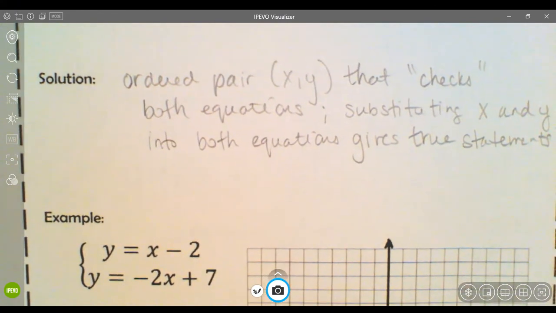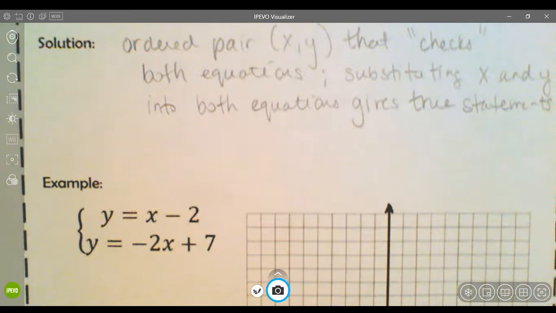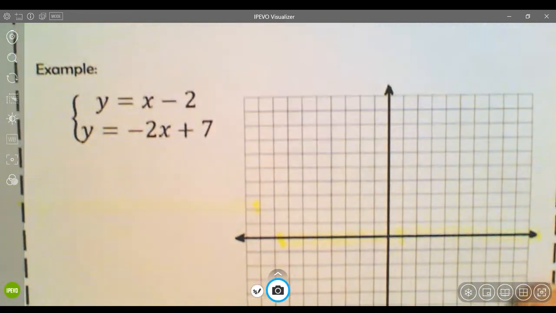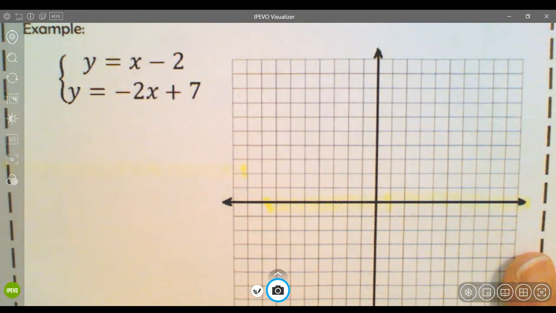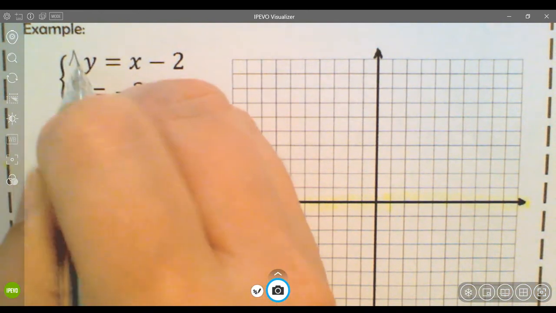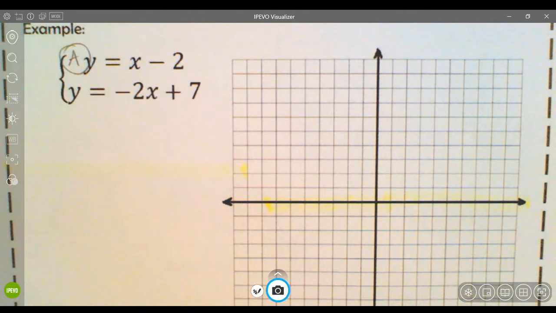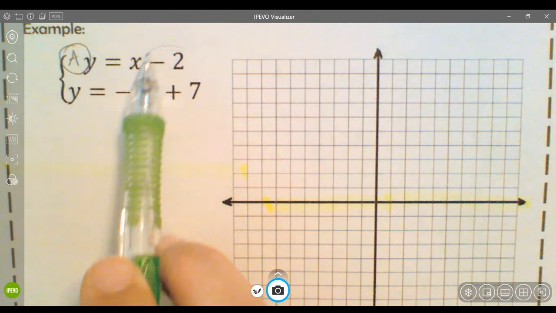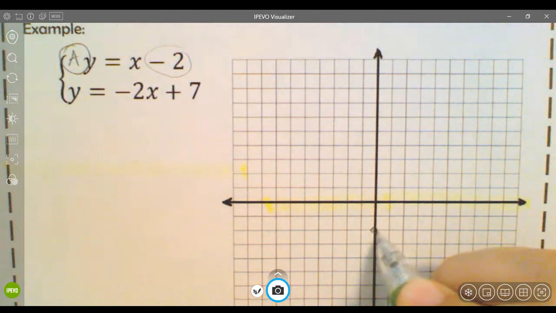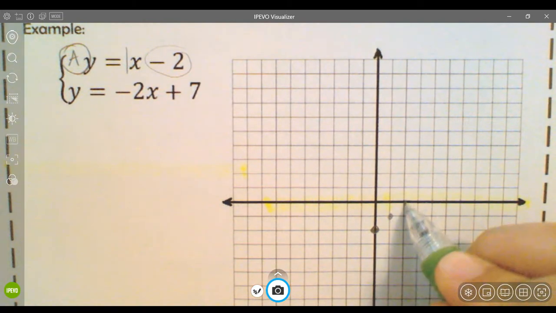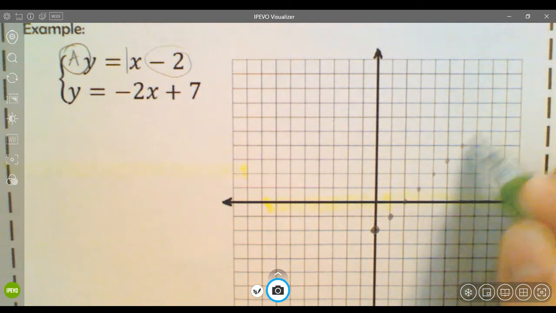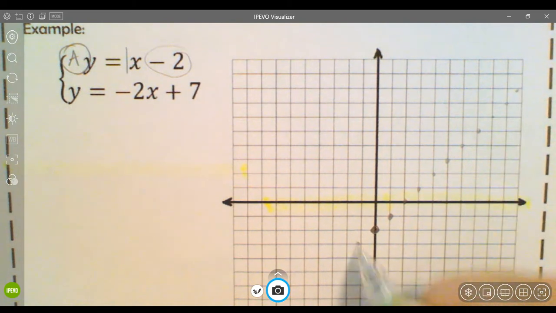Oh, I apologize for my handwriting, but you know, what do we do? So here's an example. Suppose I wanted to look at this. Well, I could guess and check if I wanted to, but we're actually going to start with graphing. So I'm going to graph this really quickly, just so you see what we're coming up against. I know my y-intercept is -2. I know my slope is 1 over 1. So I know that this graph will look like this.